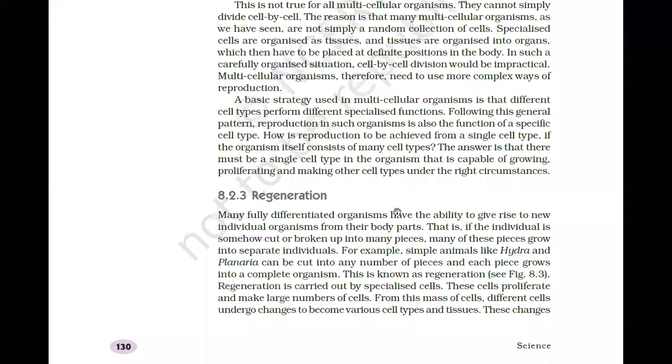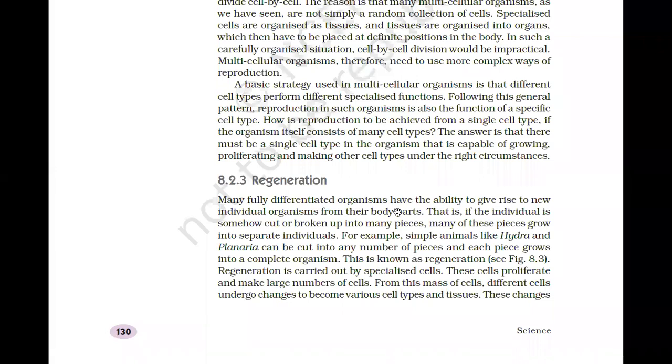Regeneration. Many fully differentiated organisms have the ability to give rise to new individual organisms from their body parts. That is, if the individual is somehow cut or broken up into many pieces, many of these pieces grow into separate individuals. For example, simple animals like Hydra and Planaria can be cut into any number of pieces, and each piece grows into a complete organism. This is known as regeneration.